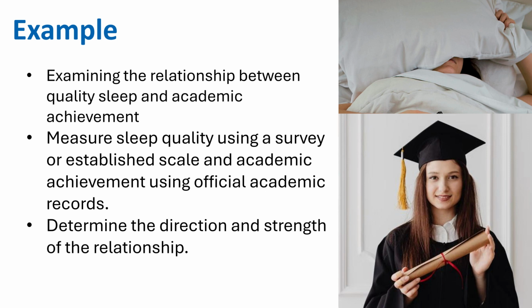The purpose is to examine whether students' sleep quality is related to their academic achievement. Sleep quality could be measured using a survey or an established scale, while academic achievement could be measured using students' grades or other official records. The analysis would focus on the direction and strength of the relationship. For example, a positive correlation would indicate that students with better sleep quality also tend to have higher academic achievement.